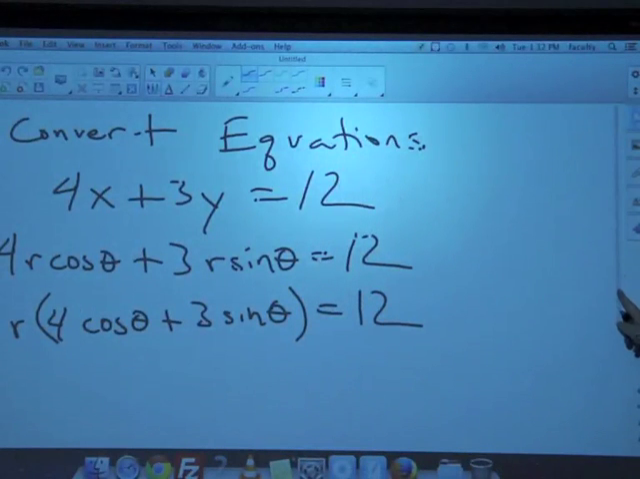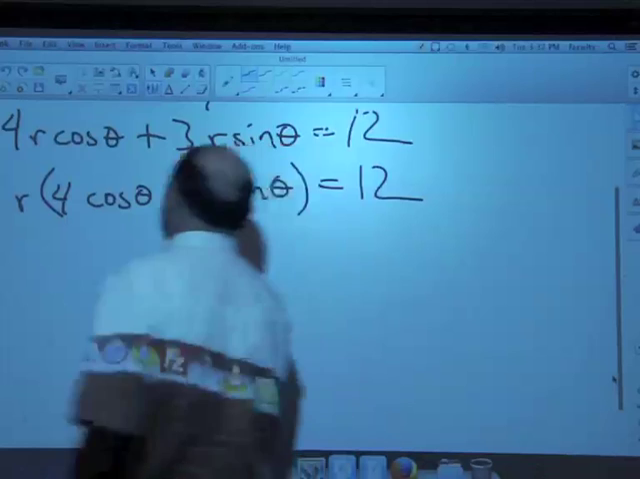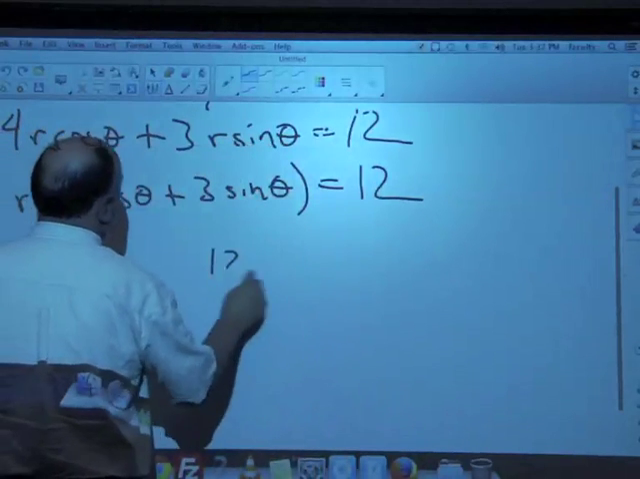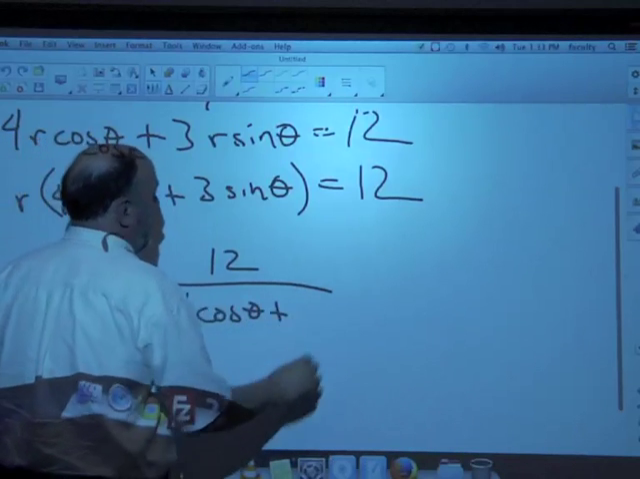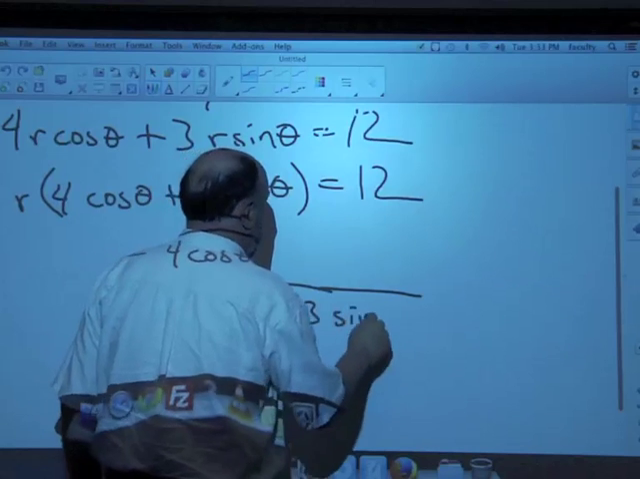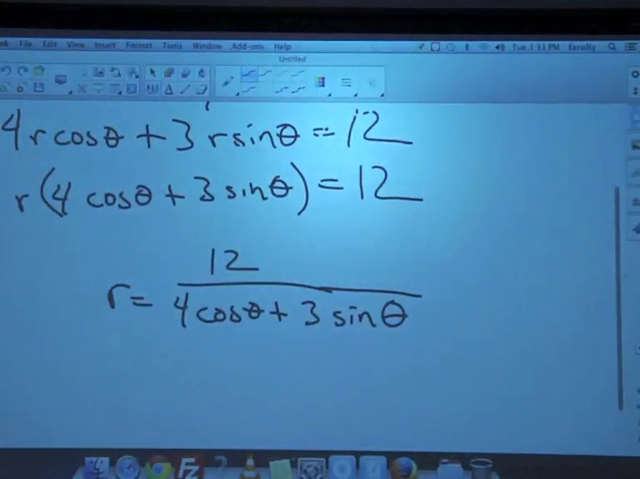Now that all means multiplying, right? R times 4 cosine theta plus 3 sine theta. So the opposite of multiplying is to divide. So r would equal 12 over 4 cosine theta plus 3 sine theta. And that's the final. Generally, polar equations will be solved in terms of r equals whatever.